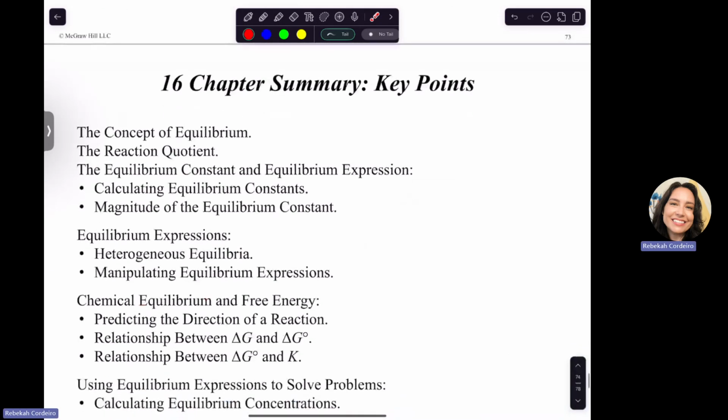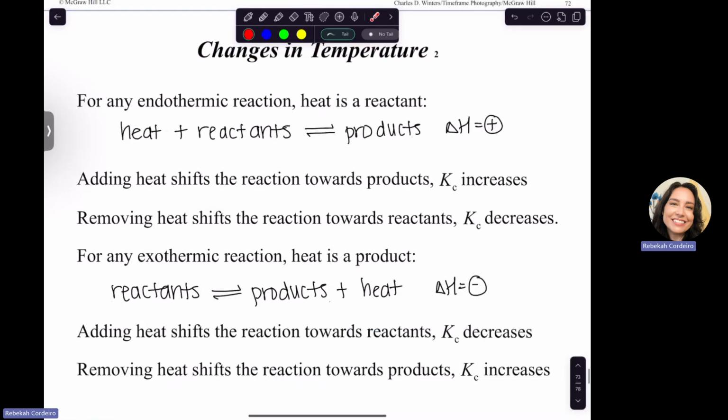That's all for chapter 16. We're going to do more of this in class.